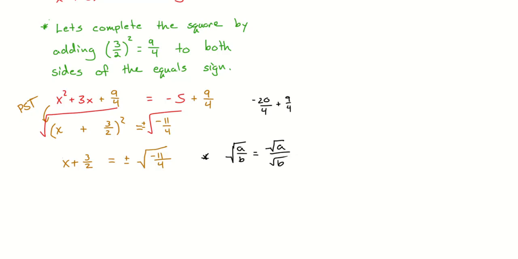Yes, this property works. It works with multiplication, it works with division. We can combine or separate if they're multiplying or dividing. Okay, so I'm going to keep this left side still, x plus 3/2. And what I want you guys to do for me, we're going to say plus or minus. I want you to simplify this radical.